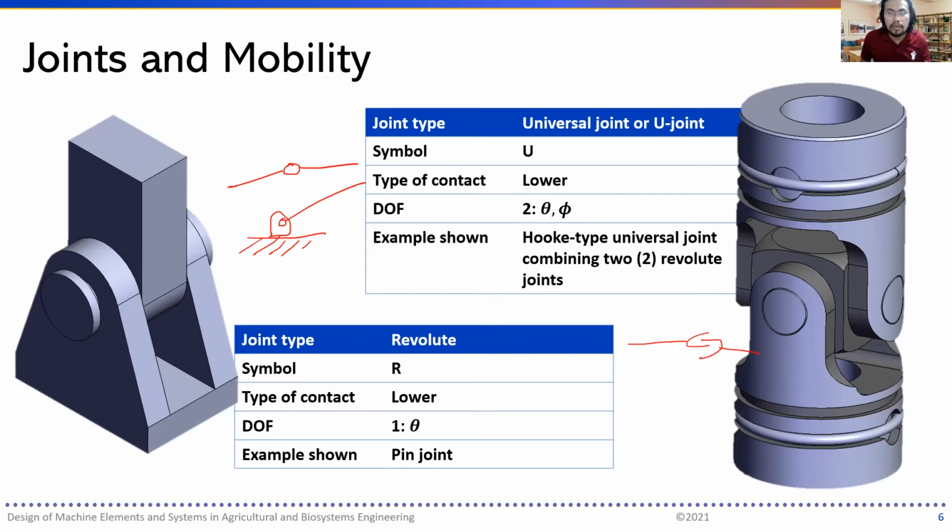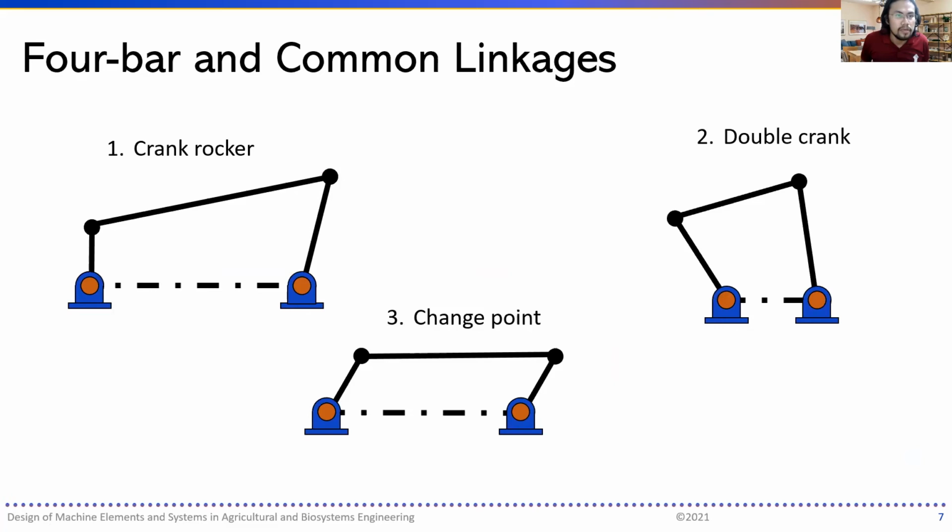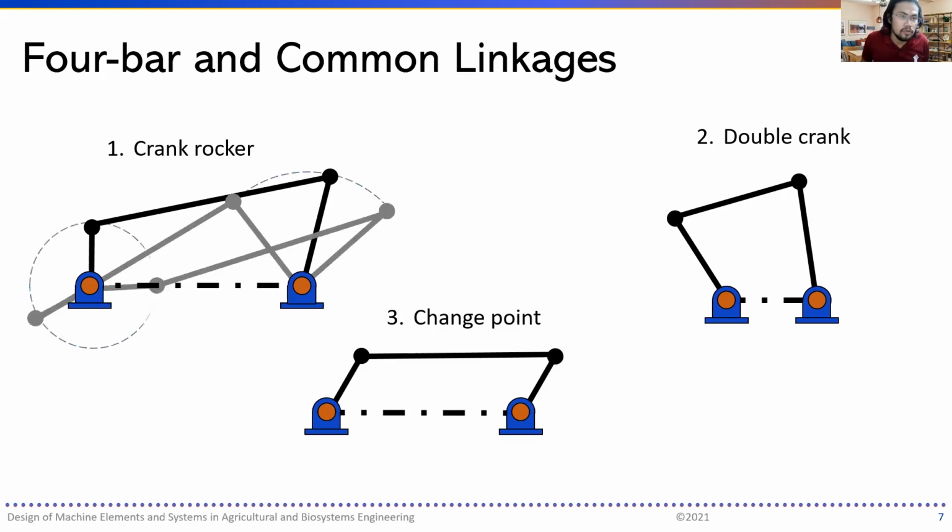These are the joints, and a while ago there was the 4-bar linkage, and there are other types of linkages. We have here the crank rocker mechanism. You have the change point and the double crank. Now, if we want to see the movement of the crank rocker again, as was shown, the position displacement analysis would lead to what?